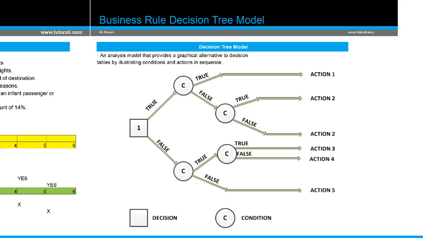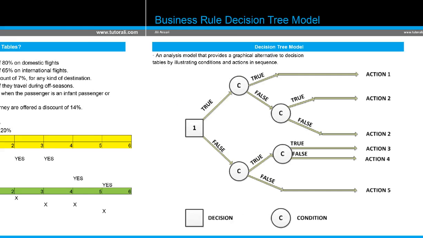Then we have the business decision rule tree model. If this happens, if this is true, then we are going to take this action. If it is false, then we are going to take action 2. If this happens, we're going to take action 3, and so on and so forth. So this is the analysis model that will provide a graphical alternative to decision tables, the one that we saw earlier, by illustrating conditions and actions in sequence. So when this condition happens, what's the action? When this condition happens, what's the action?